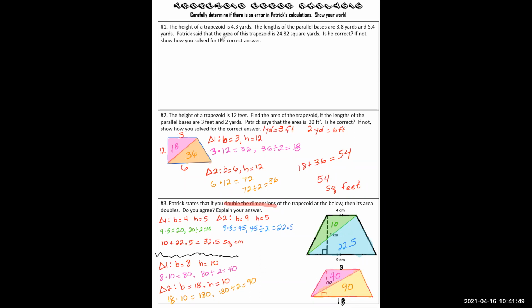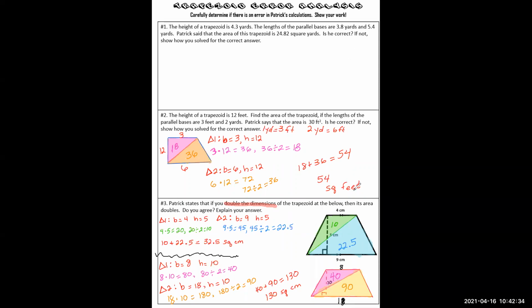So I have both of my areas, guys, for those triangles. But I need to go ahead and add up the two triangle areas. So I have 40 plus my 90 is equal to 130. All right, 130. So the total area of this trapezoid down here is 130 square centimeters. He thought that it doubled. So let's see if it doubled.